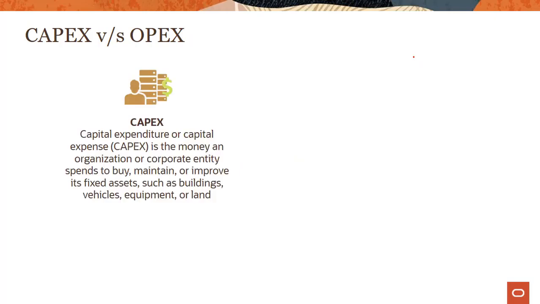Now, the final topic in this lecture is around cloud economics. I'm not getting deep into every aspect of how the cost changes between on-premises and cloud, but the thing to note here is CAPEX and OPEX, the most common cloud terminologies. Capital expenditure or CAPEX is the money an organization or corporate entity spends to buy, maintain, or improve its fixed assets such as buildings, vehicles, equipment, or land. A good example of CAPEX would be your data center lease, the data center itself, right? You need to spend money to build a data center. You fill that data center with equipment. So there's capital expense involved with that.